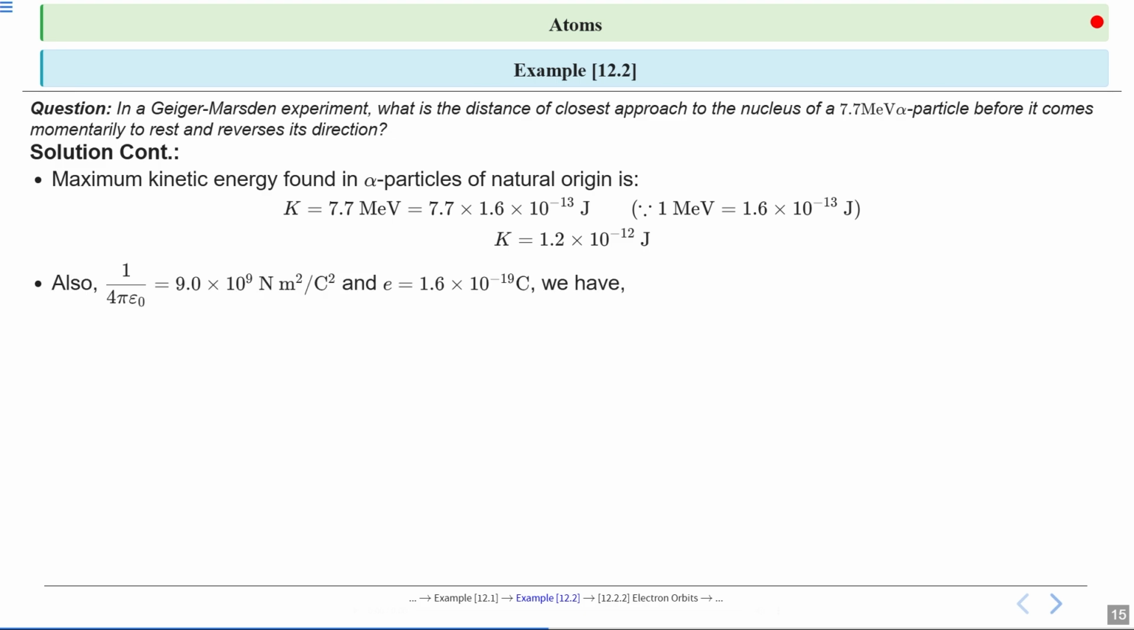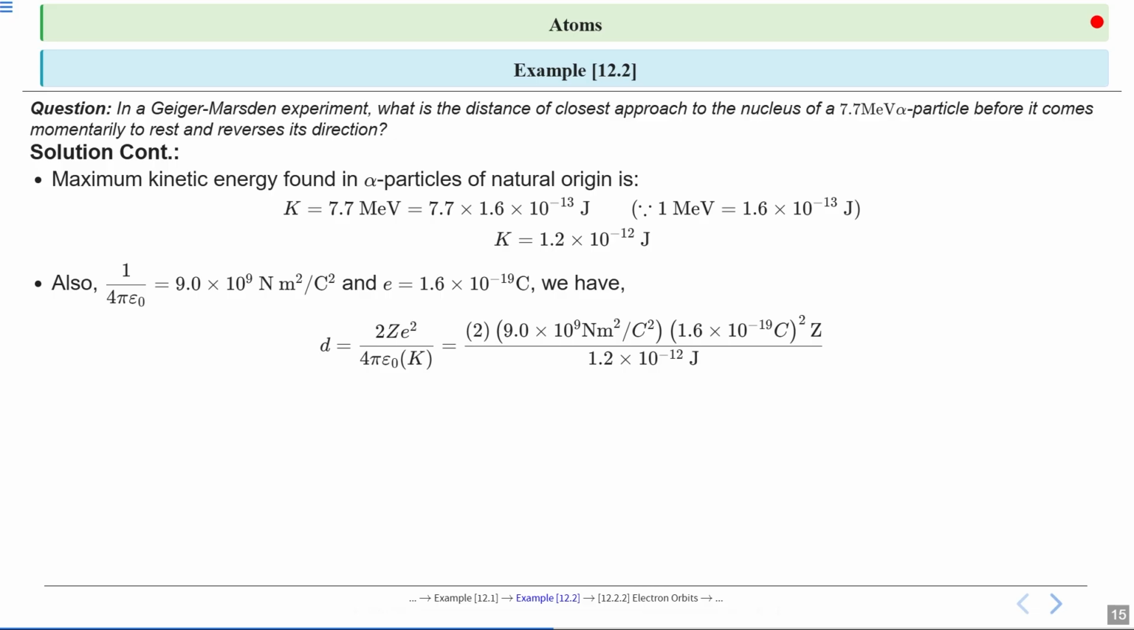So let's recall some constants we will need. The value 1 divided by 4 pi epsilon naught is 9 × 10^9 newton meter square per coulomb square. The elementary charge e is equal to 1.6 × 10^-19 coulomb. So let's set out the formula for distance of closest approach d.